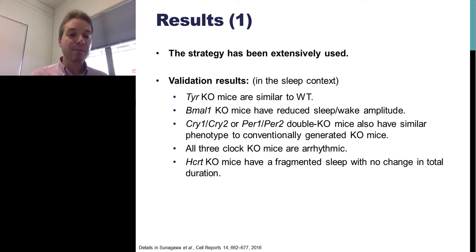Then we looked at the hypocretin knockout mice, and they have fragmented sleep, which is what we expected, because that's the gene responsible for narcolepsy. And so with all these different knockout lines that were generated, we were confident that we could use that triple targeting strategy to have efficient first generation knockout. And so based on that strategy, that we were happy with at that stage, we looked at other genes.